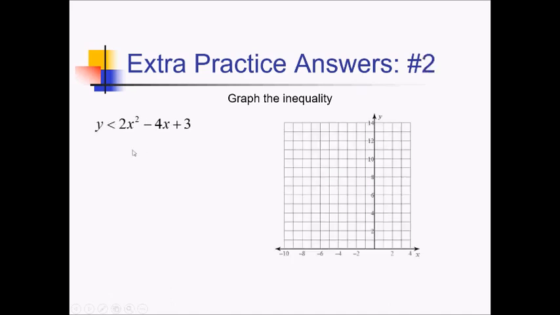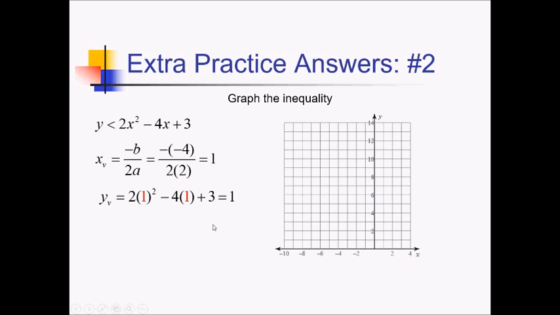To get this inequality graphed, I'm going to start by finding the vertex of the parabola. So that's negative b over 2a. So negative 4 over 2 times 2. This is 4 over 4, which is going to be 1. And let me plug that back in to get the y value of the vertex. So we've got 1 squared is 1 times 2 is 2. We have 2 minus 4, which is negative 2. Negative 2 plus 3 gives us positive 1. So our vertex then is 1 comma 1.